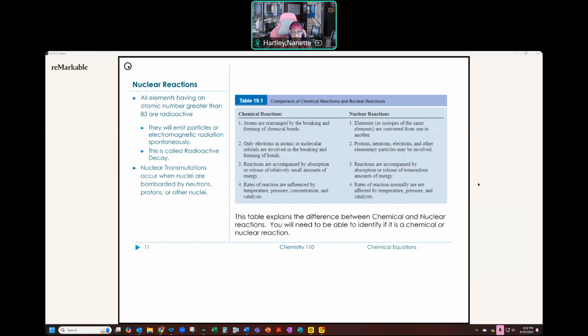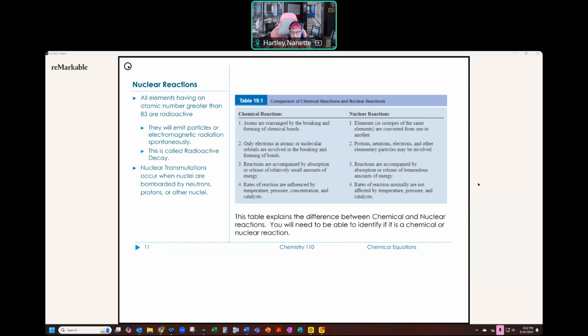First, we have to talk about the fact that all elements having an atomic number greater than 83 are radioactive in nature. So they emit particles or electromagnetic radiation spontaneously. It's called radioactive decay. Nuclear transmutations are also things that we can do. We can take a particular atom and bombard it with nuclear particles or with other particles. So anything that we can think of, and we'll talk about those particles in just a minute, to try and do nuclear chemistry. All right, so we do that from time to time.